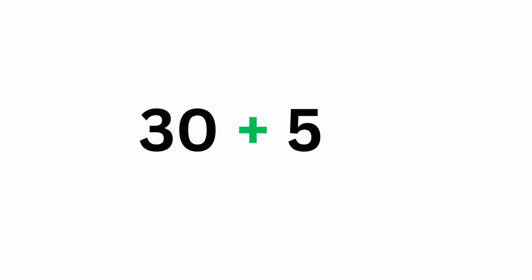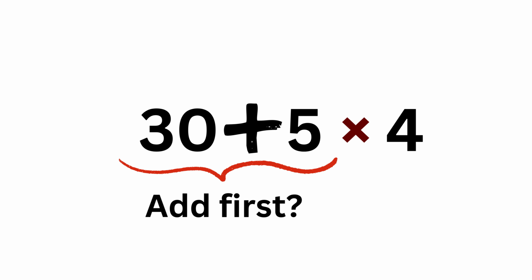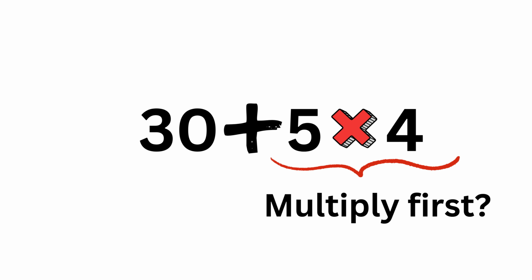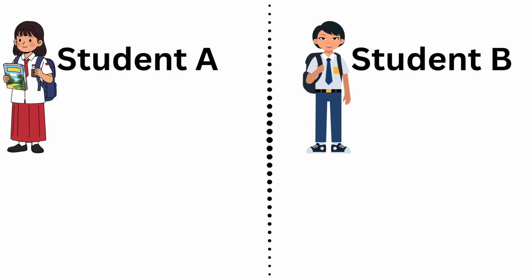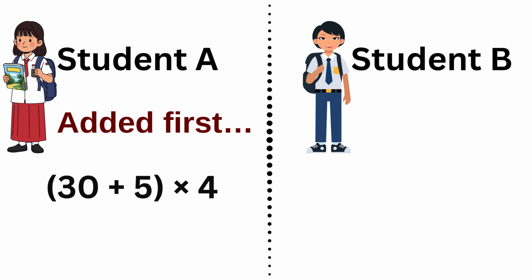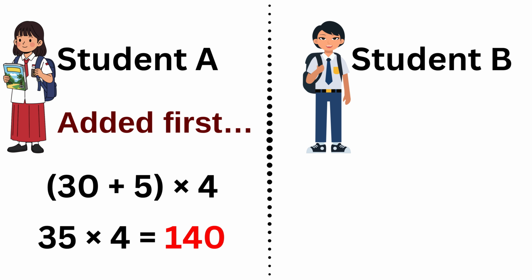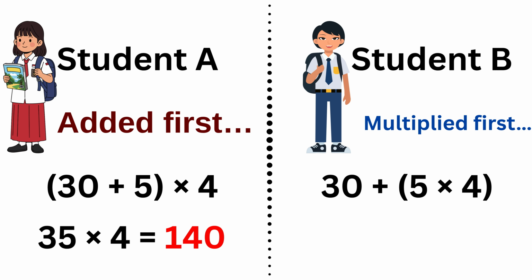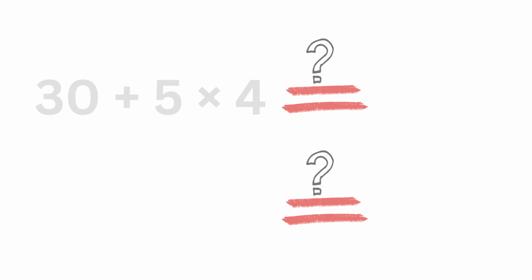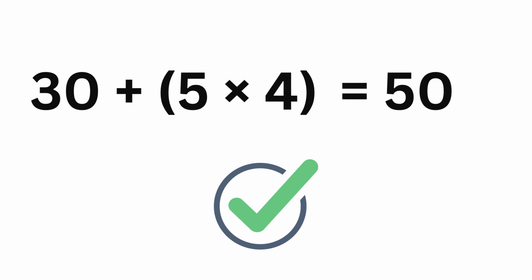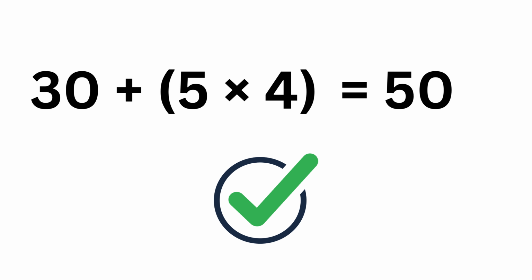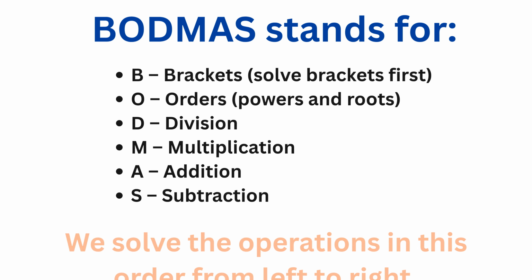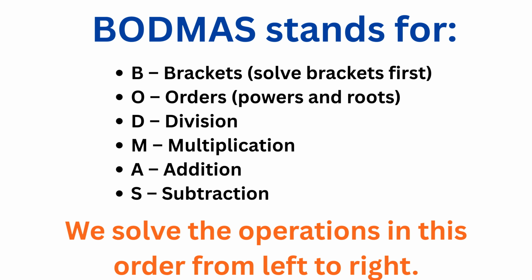Now look at this expression, 30 plus 5 into 4. Should we add first or multiply first? Two students tried it. One student added first, 30 plus 5 in brackets into 4 equals 140. Another multiplied first, 30 plus brackets 5 into 4 equals 50. But which one is correct? To remove confusion, mathematics uses the BODMAS rule. This rule tells us which operation to perform first.